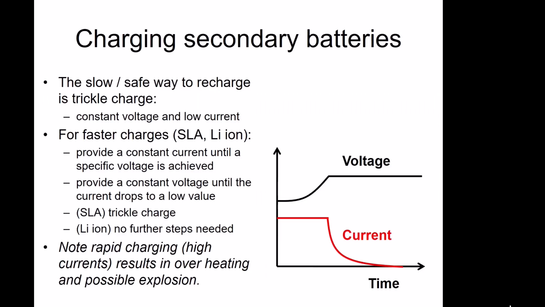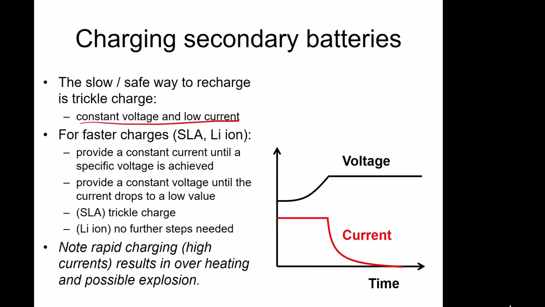To charge secondary batteries, the safest way is what's called trickle charge. What you have is a constant voltage across the battery at a very low current. So it's the safest way, but it does take a long time.